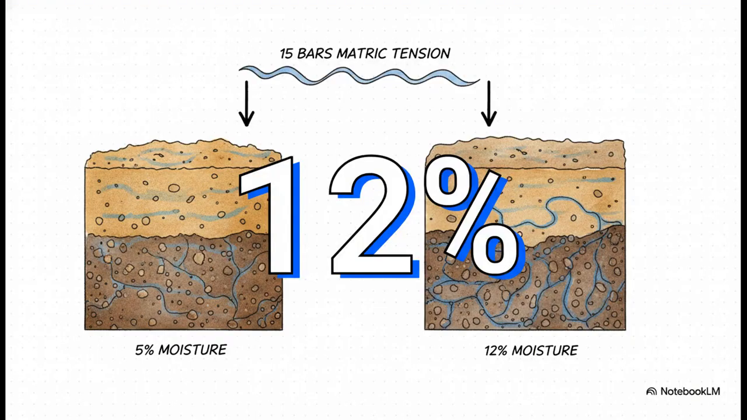To put a fine point on this, let's look at the actual numbers from the source. If you apply the exact same pulling force, specifically 15 bars of metric tension, to two different soils, the results are drastically different. A sandy loam will contain 5% moisture at 15 bars of tension, but a silty clay loam, it will contain 12% moisture. The clay loam is holding more than double the moisture under the exact same amount of tension force.